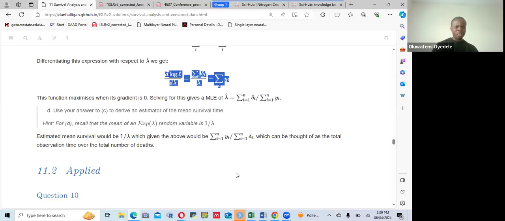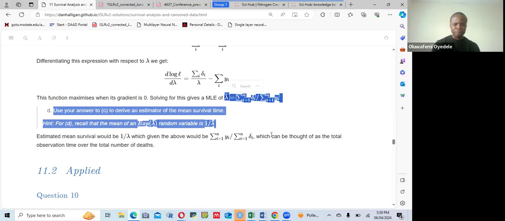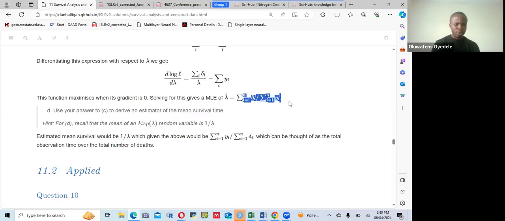This function is maximized when its gradient is zero, and this gives an MLE of lambda equal to this. Part D: use your answer in C to derive an estimator of the mean survivor time. Hint for D: recall that the mean of an exponential lambda random variable is 1 over lambda.